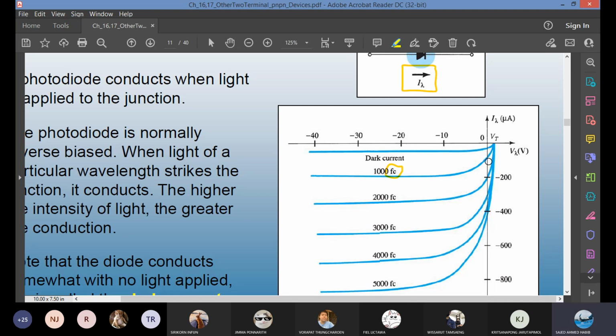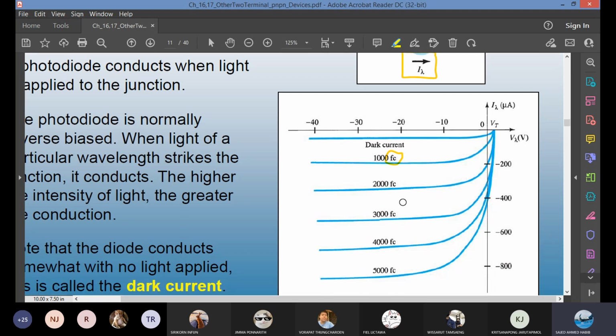So you have a light of 1,000 foot candles. You have about minus 200 microamps. You have 2,000, 3,000, 4,000 foot candles. This is the strongest one. With 5,000 foot candles of light, you have almost 850 microamps current flowing in the reverse direction.